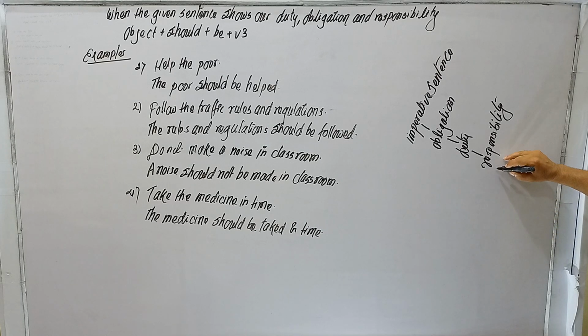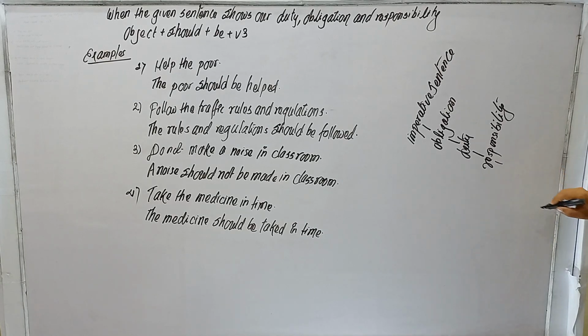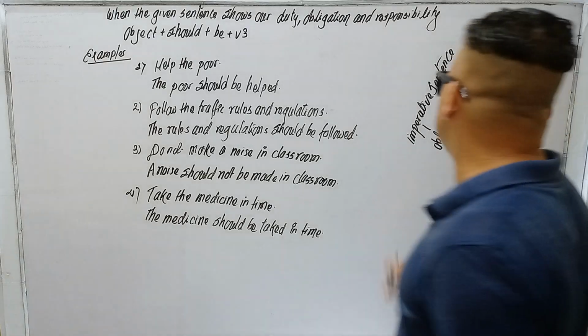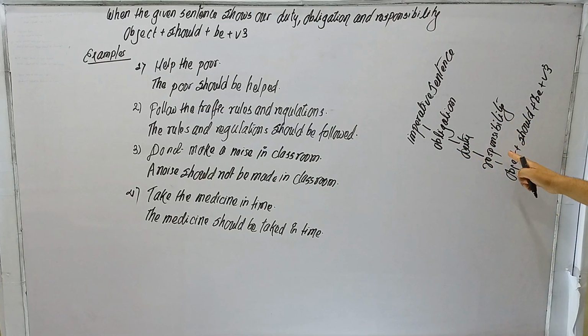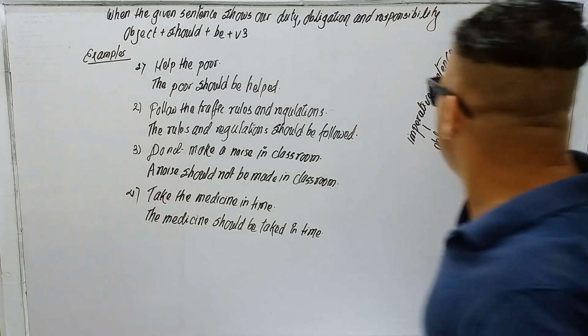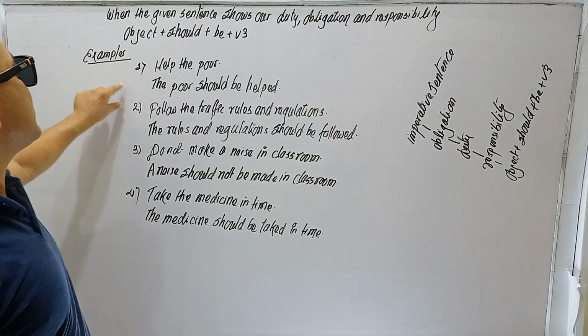At that time, we have to use object plus should plus be plus P3, verb 3. This is the rule: an imperative sentence that indicates obligation, duty, or responsibility equals object plus should plus be plus P3. This is the formula.